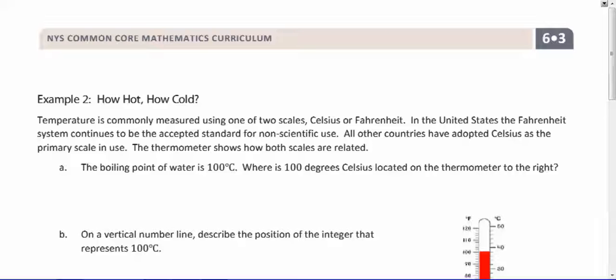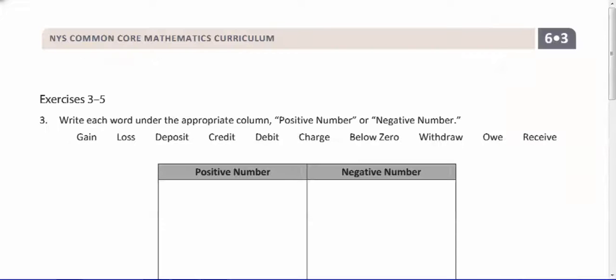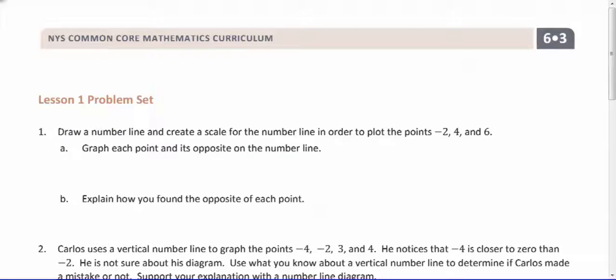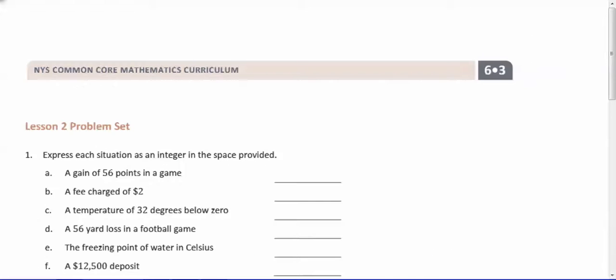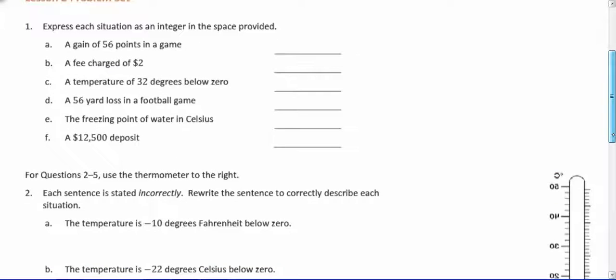So we're going to continue our work with integers. You guys are in a pretty good spot here. We're just going to review your homework, which was on page 6, quickly, and then we're going to move on with learning about integers when it relates to elevation, okay? So express each situation as an integer in the space provided.